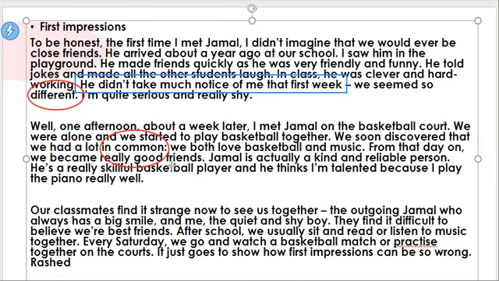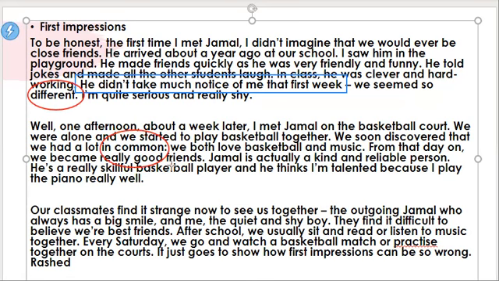We both love basketball and music. From that day on, we became really good friends. Jamal is actually a kind and reliable person. He's a really skillful basketball player and he thinks I am talented because I play the piano really well. So after they sat together, chatted and played basketball, they started to find things in common, points where they are very similar.